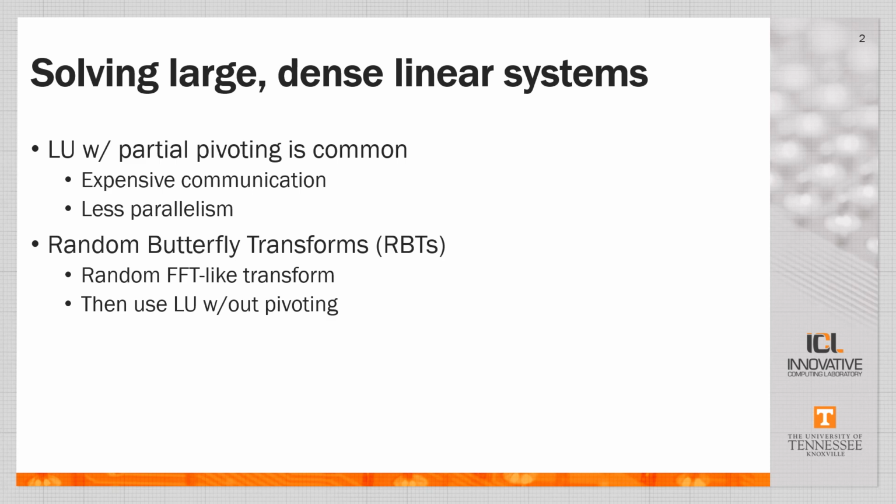Now, random butterfly transforms are one technique that is used to avoid this pivoting overhead. These are basically random FFT-like transforms that can be cheaply applied, but then the system can be solved without using pivoting.